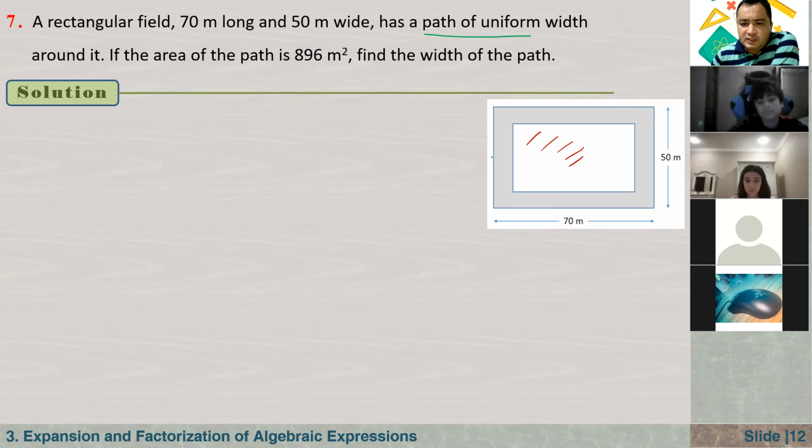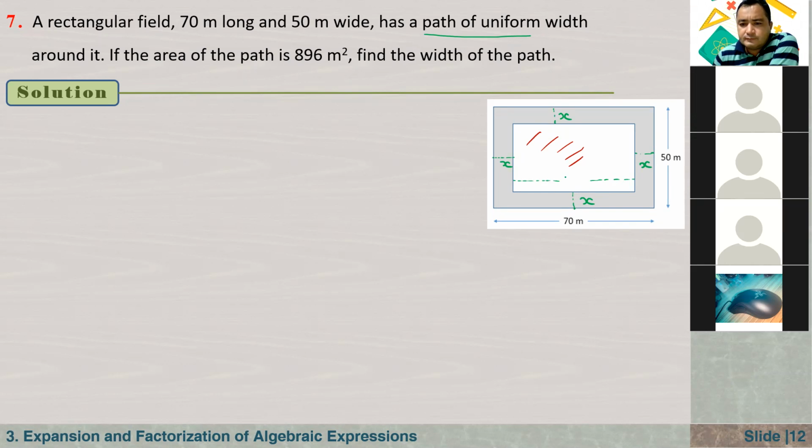That means from here till here, that is X. From here till here, it is X. From here to here, that is X. And also from here to here, it is X. Rifa, what is the length of this part? Like 70 minus 2x. Very good. That is 70 minus 2x. How about the width? It's 50 minus 2x. Very good.